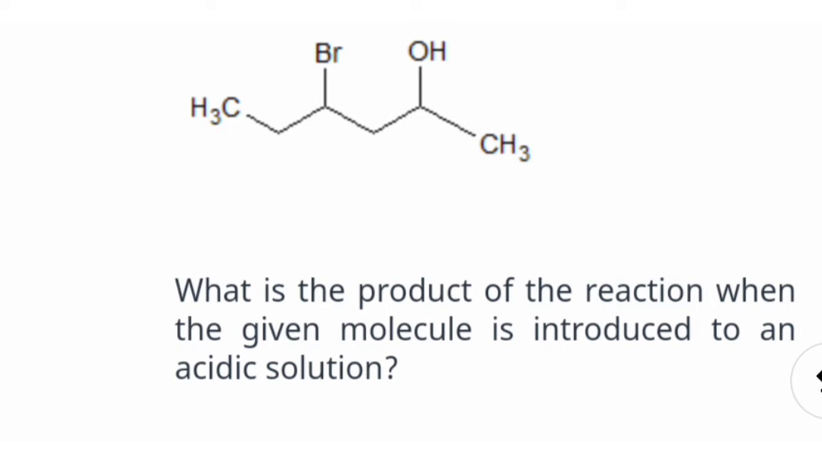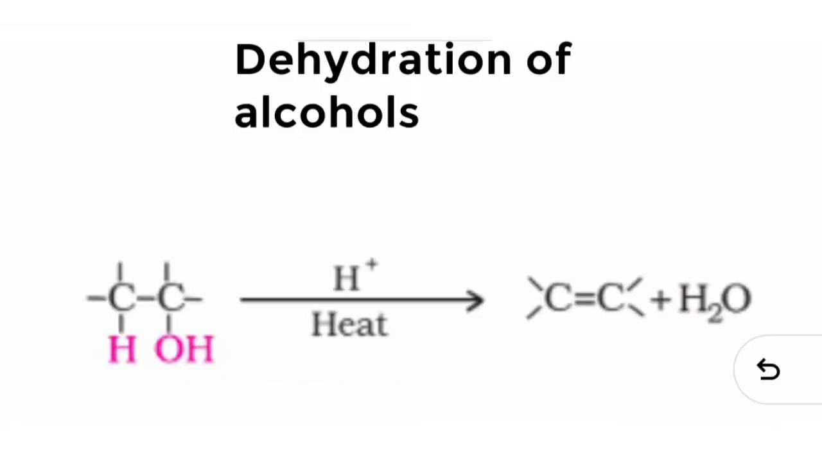Which type of reaction is this question being derived from? Well, it has been derived from the dehydration of alcohols. This is the chemical reaction that we need to understand for us to answer the first question. So, this particular reaction is called dehydration of alcohols. When you perform this reaction, what you're basically doing is converting an alcohol into an alkene.